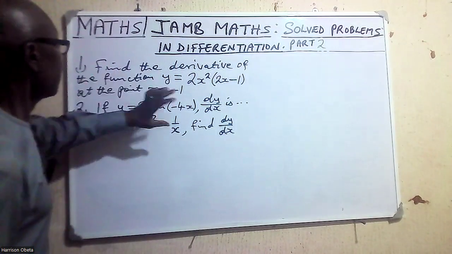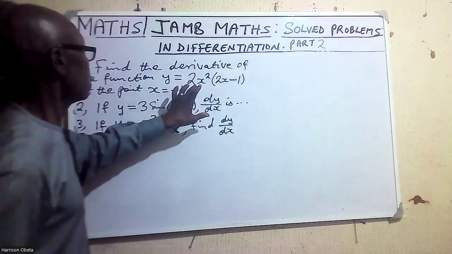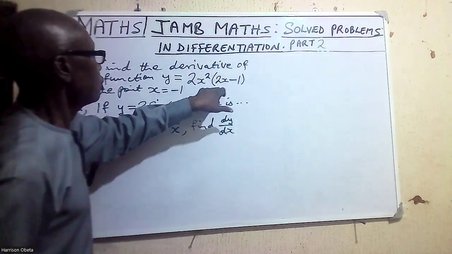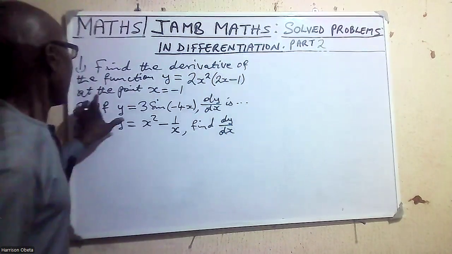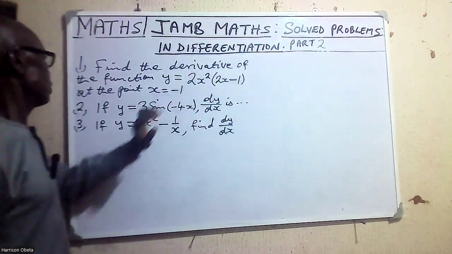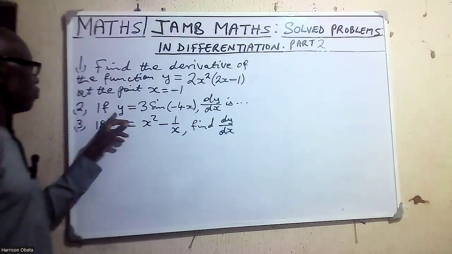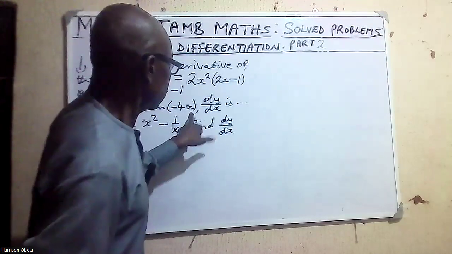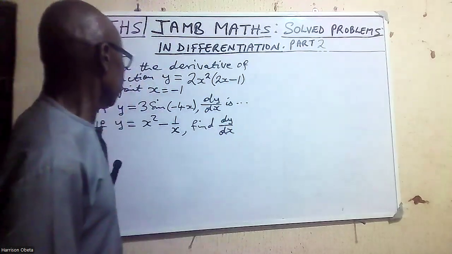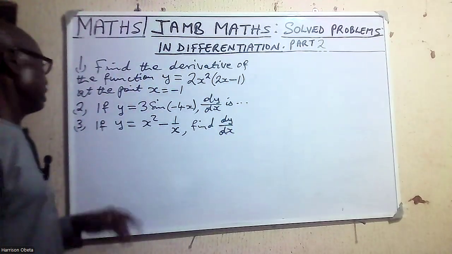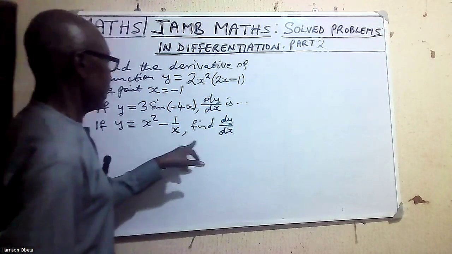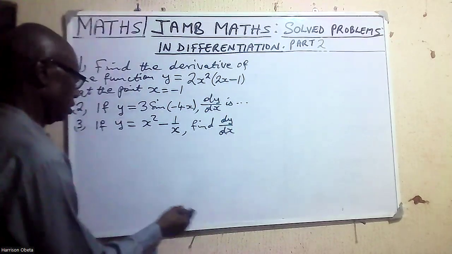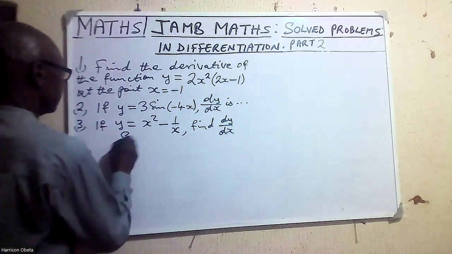The first one, find the derivative of the function y equal to 2x squared into 2x minus 1 at the point x equal to minus 1. Number 2, if y equal to 3 sine bracket minus 4x, we have to find dy/dx. And then number 3, y is this, find dy/dx. Starting from number 1, solution.